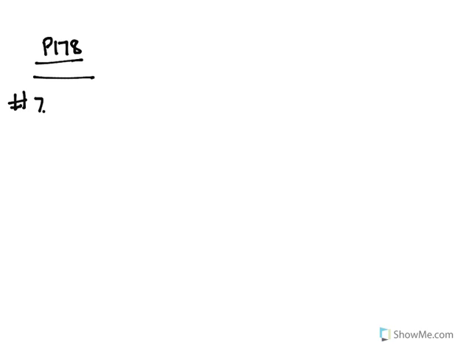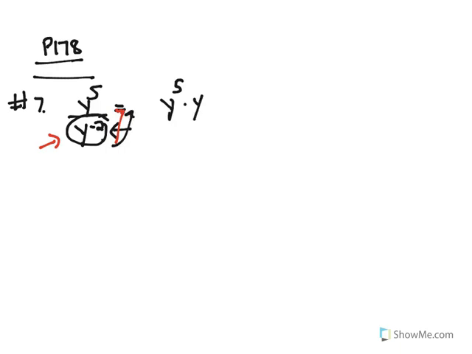In problem number 7, I have y to the 5th divided by y to the negative 2. Well, one thing I can do is notice that this y to the negative 2 is negative, so I'm going to move it up. What do I get? Y to the 5th stays, and y to the negative 2 is going to go up. The sign is going to change, and it's going to move to the numerator. Now I have y to the 5th times y to the 2nd.